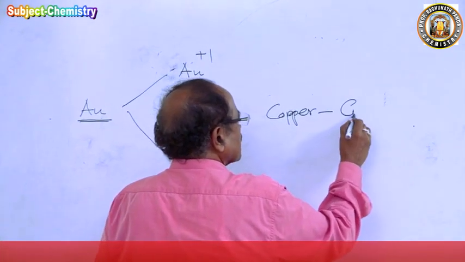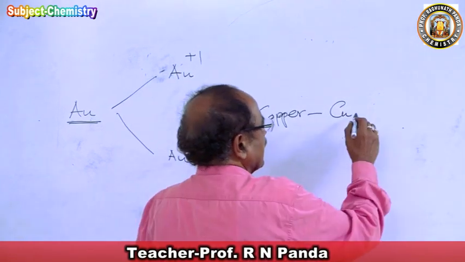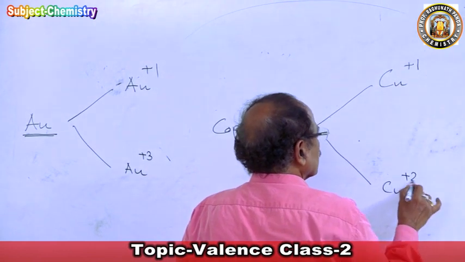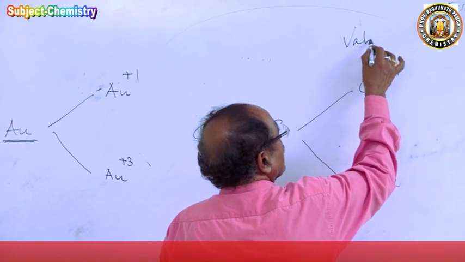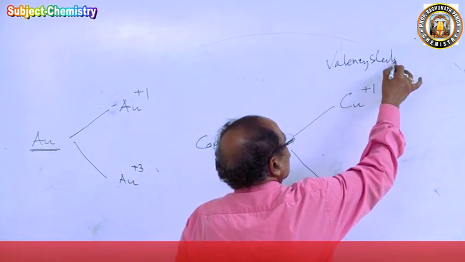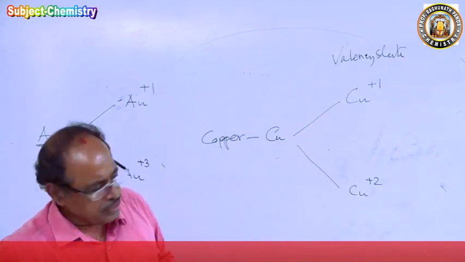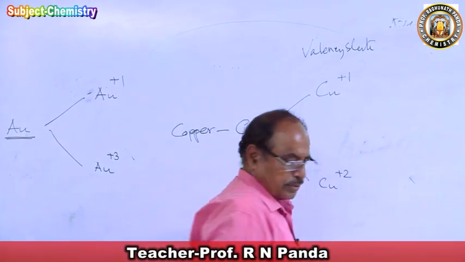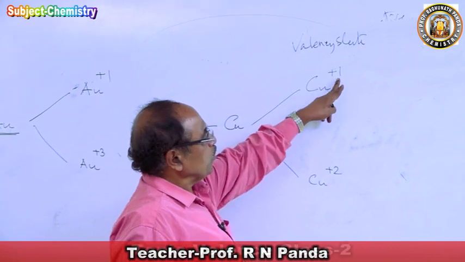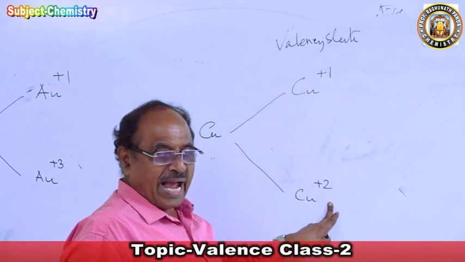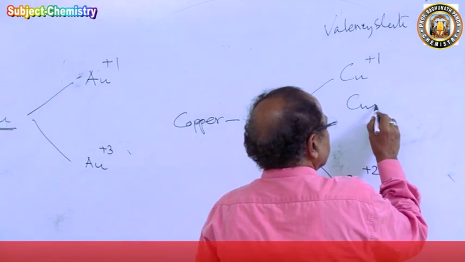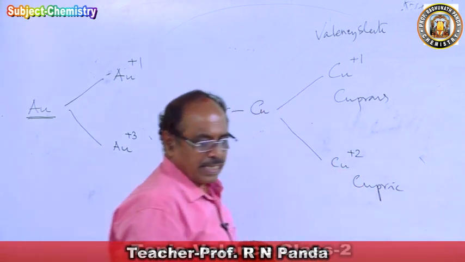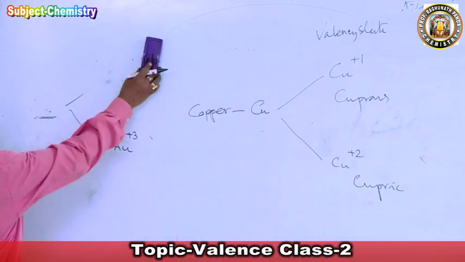Copper, its symbol is Cu, and it exhibits two valence states, Cu plus 1 and Cu plus 2. I'm not saying valency, I'm saying valency state. It means it loses 1 electron to take part in chemical combination, or it loses 2 electrons to take part in chemical combination. The lower one, ous, is called cuprous, and the higher one, ic, is called cupric. Like this, they are exhibiting variable valency.